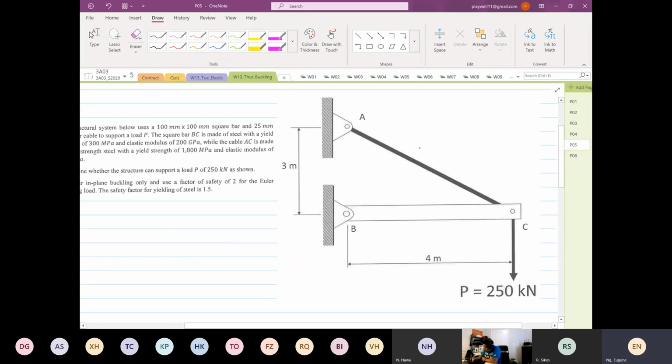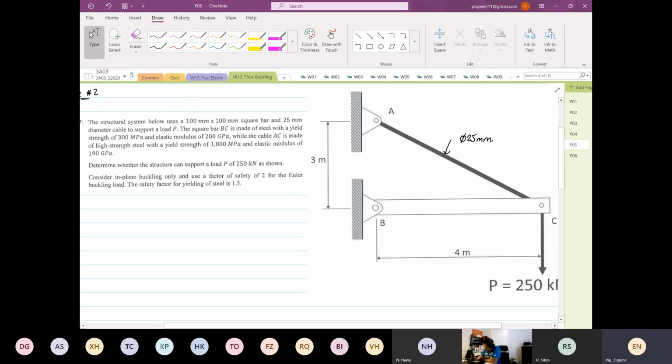That over here, the cable AB diameter is 25 millimeters, right? To support, and then we know that over here, this structure is a square, right? And is 100 millimeter by 100 millimeter. So the square bar BC is made of steel, okay?